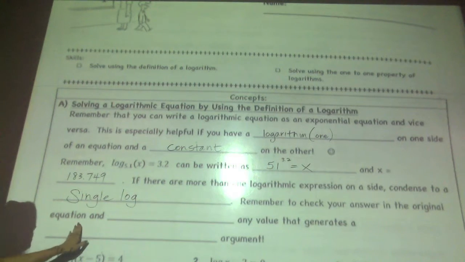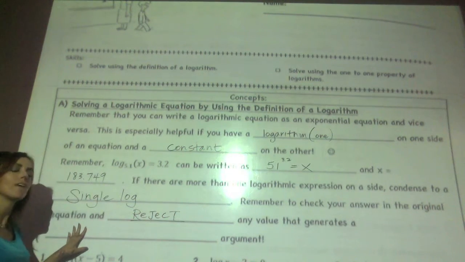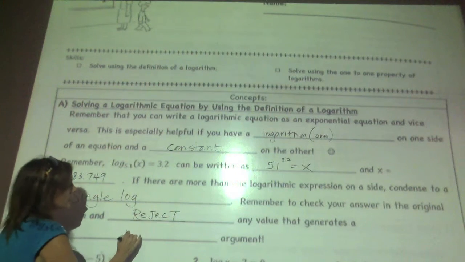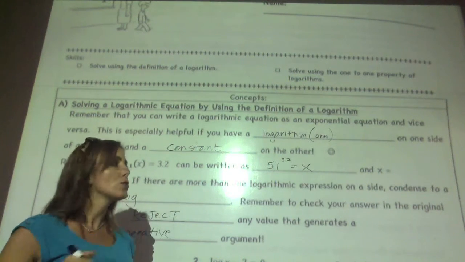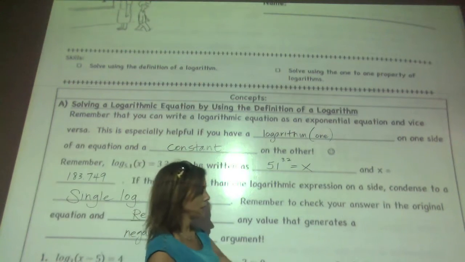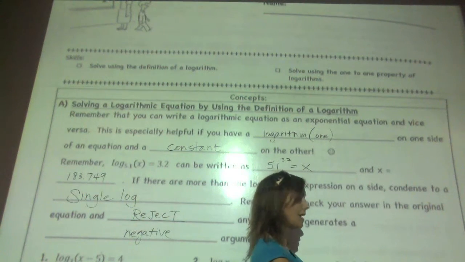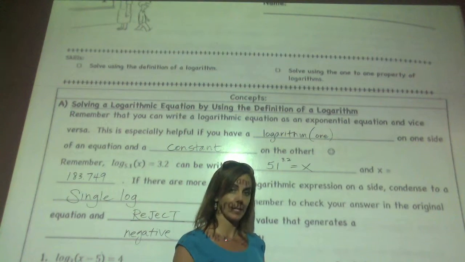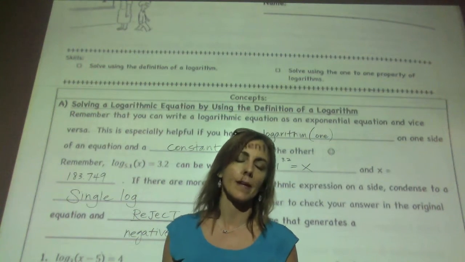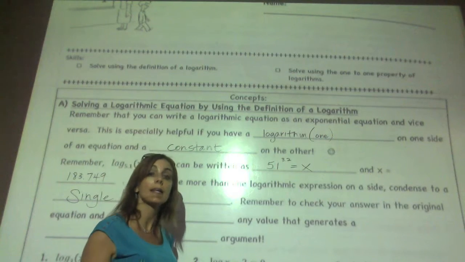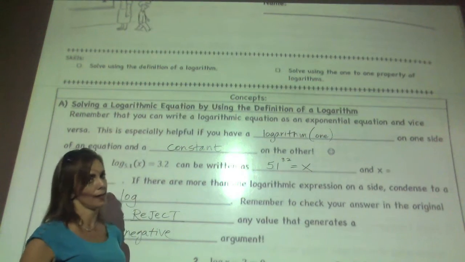Remember, check your answer in the original equation, and this is something kind of important. You want to reject any value that generates a negative argument. Remember that we cannot take a logarithm of something that's not positive. So if I got an answer here of 0, and I plug in a 0, and I've got 2 times 0 minus 1, and I'm trying to take a log of a negative 1, can't do it. So you always want to go back to your original equation, sub it in, and make sure that your argument doesn't end up being negative. That doesn't mean that we can't get negative answers for our variables. It just means when I sub it in to the logarithm that my argument is not negative.